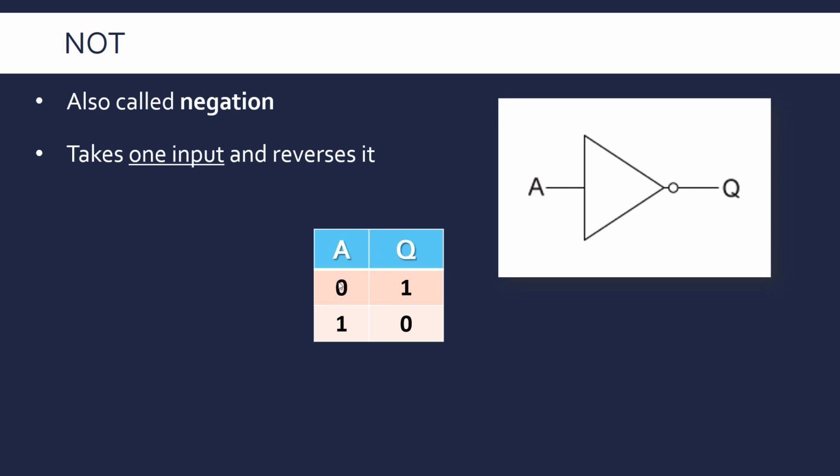So it takes an input. It's either going to be 1 or 0. So firstly, if it's a 0, it makes it into a 1. If it's a 1, it makes it into a 0. And this table defines the not operation.